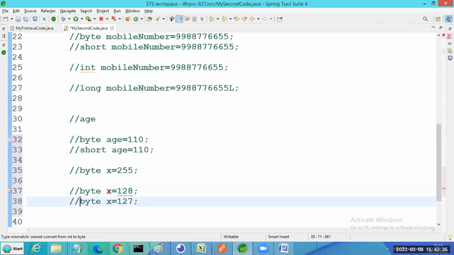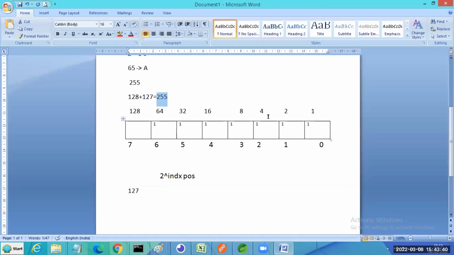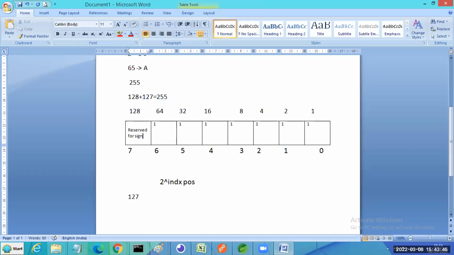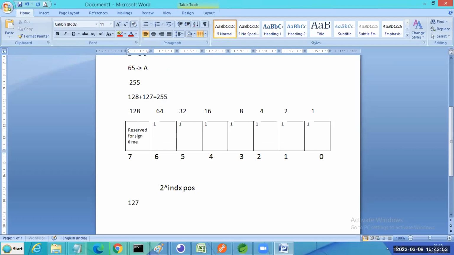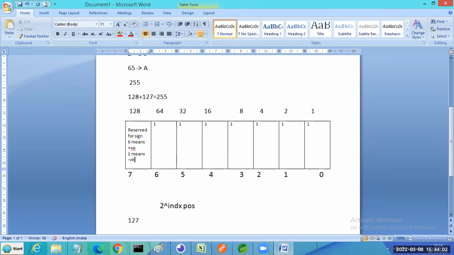So let us understand why it is not possible. Why only 127? Why are only these blocks used? This last block is reserved for the sign. 0 means positive, 1 means negative. Yes, sir, the last bit.